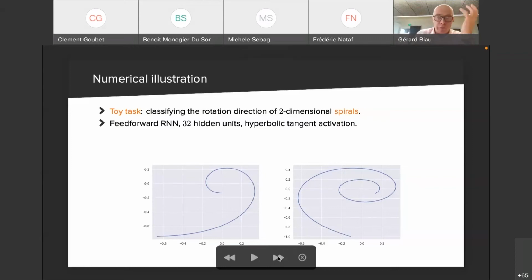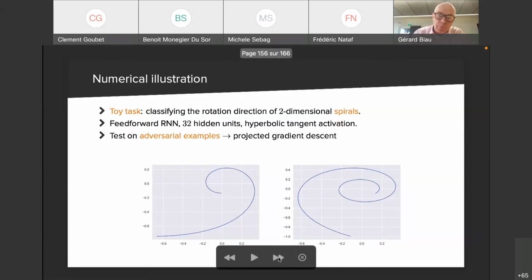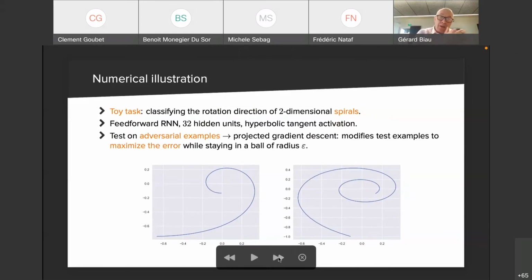And so we use a feed-forward RNN with 32 hidden units, with hyperbolic tangent activation. And what we are interested in is the so-called adversarial example framework. So for this, we have a training sample, so we feed the network as usual, and then we have the test sample. And what we do is that we modify the test examples, the curves, up to some parameter epsilon in order to maximize the testing error.